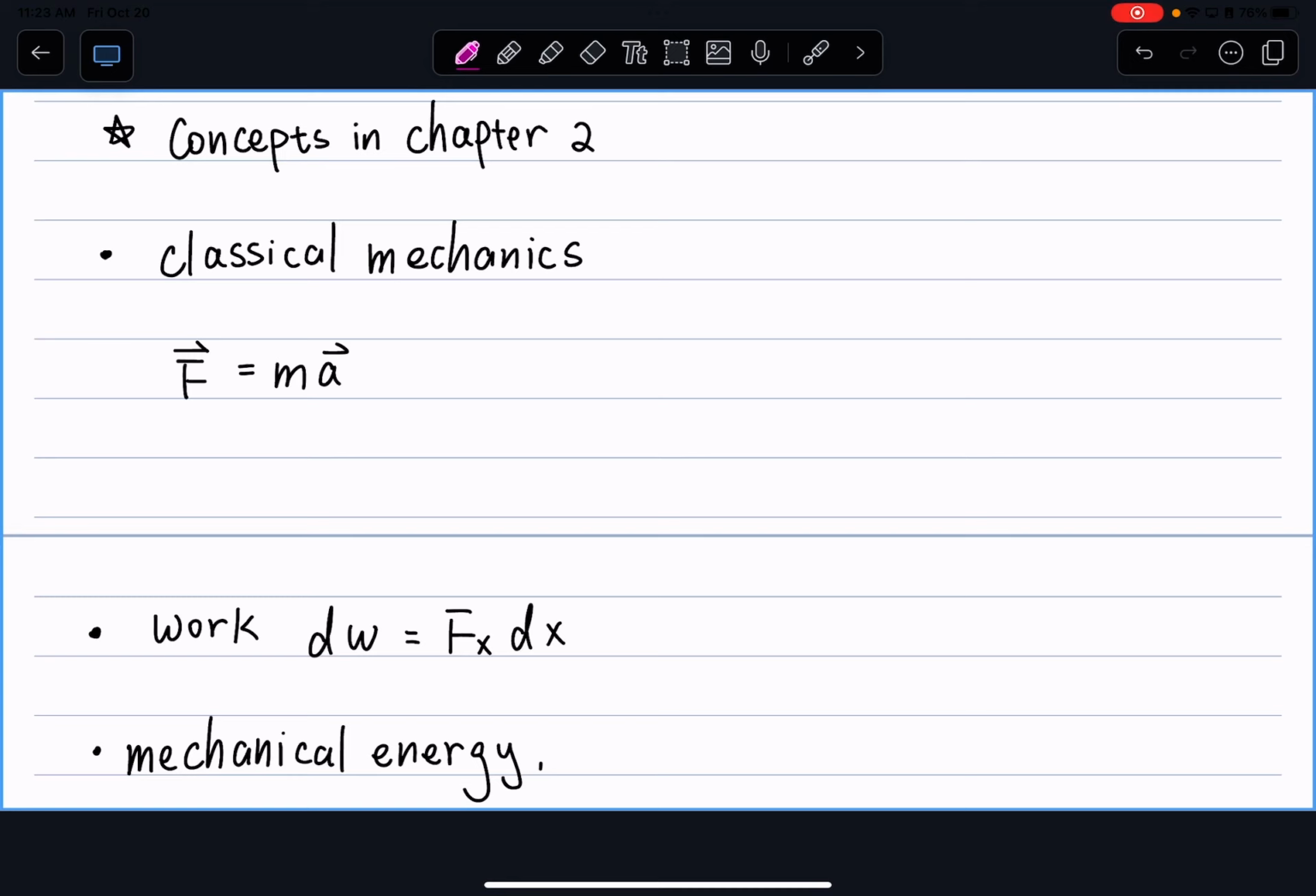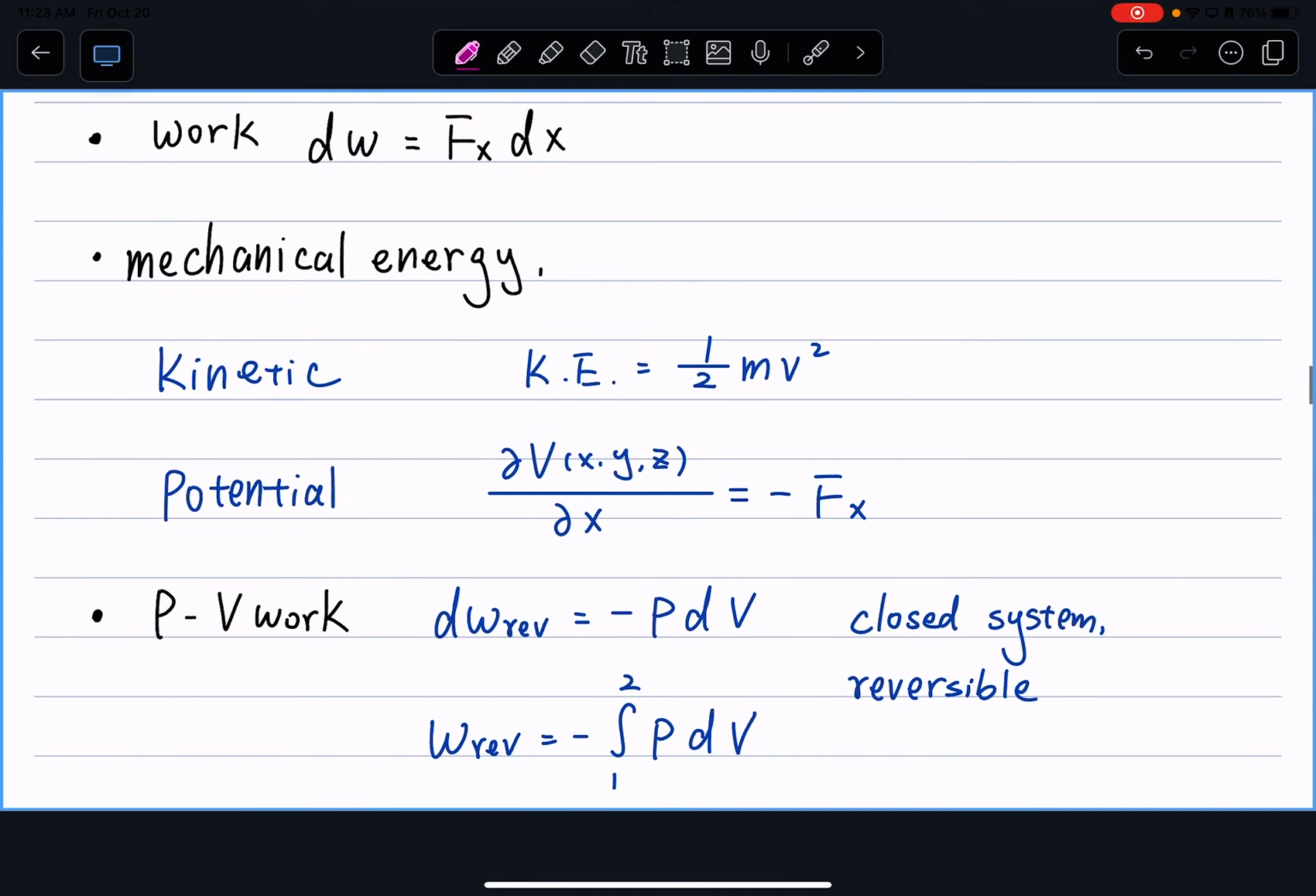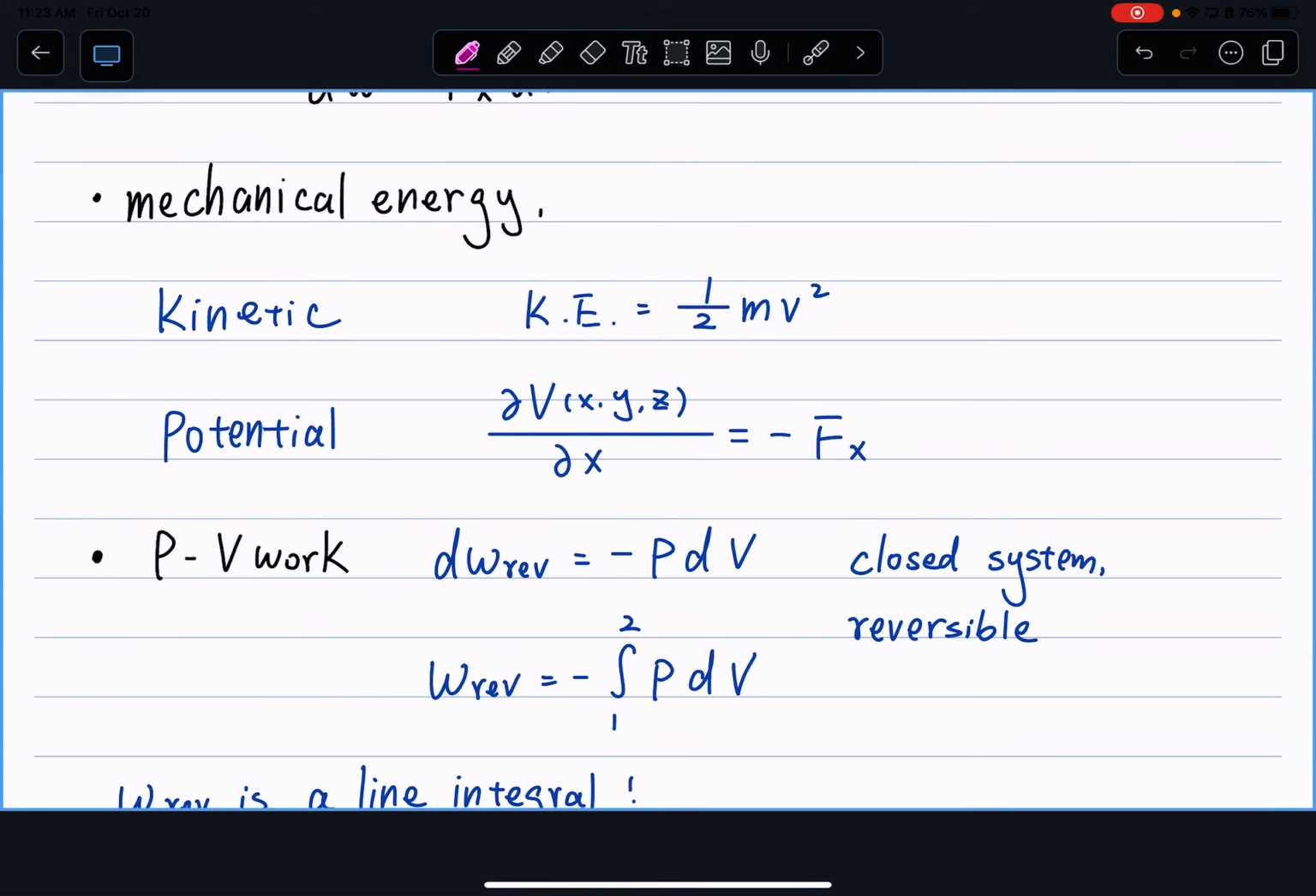Moving on to chapter 2, we start by looking at classical mechanics, and that includes the definition of force, what is work, and what is mechanical energy, which involves kinetic energy and potential energy. Then we spent some time talking about PV work. The most important equation we went over so far is that the reversible work always equals negative PdV, in a closed system, reversible work.